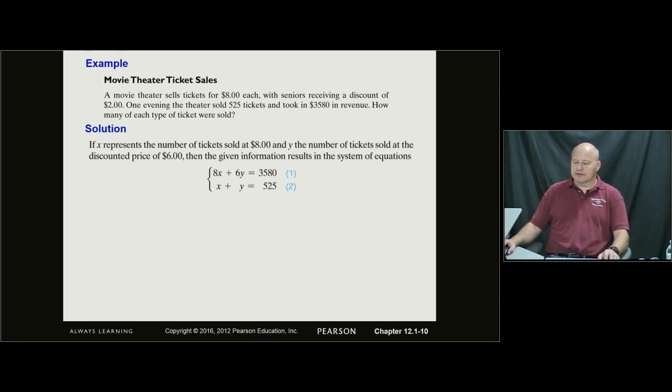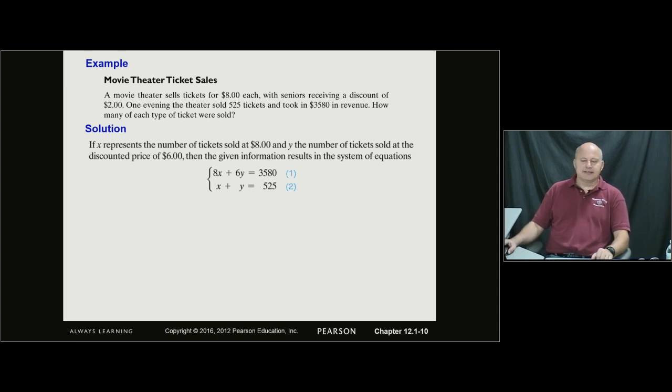Now look at the second equation. x plus y equals 525. Where does that come from? It's 525 tickets were the total tickets that were sold. So x was the number of tickets sold at the regular price. y was the number of tickets sold at the discounted price, the senior price. You add those up, it's the total number of people that were in the theater that evening, and it was 525. So as you can tell, we can create a system of equations using applications.